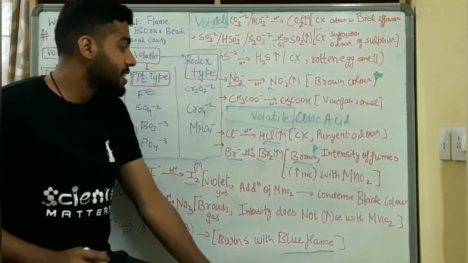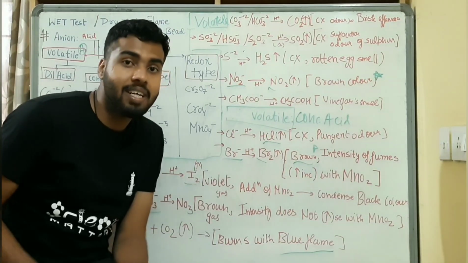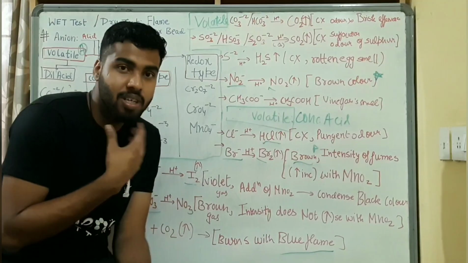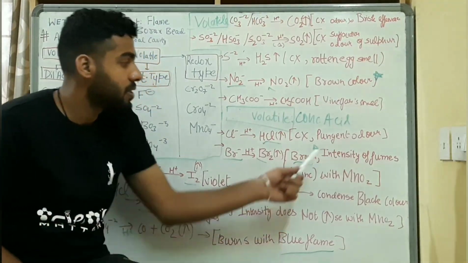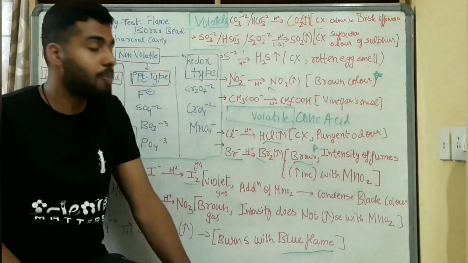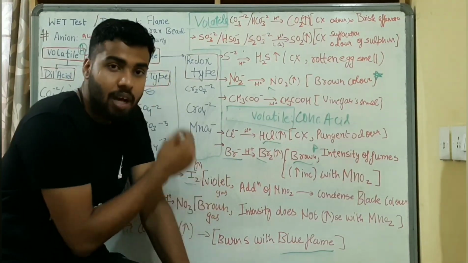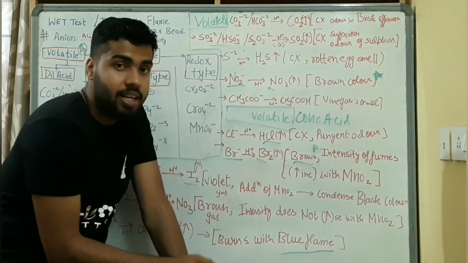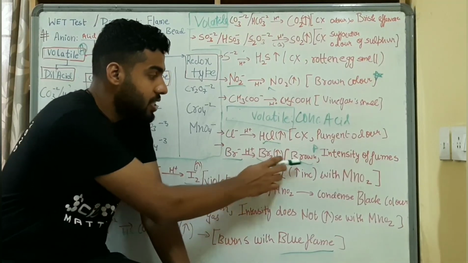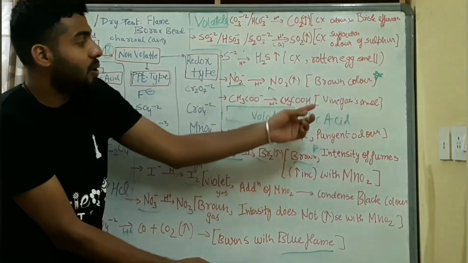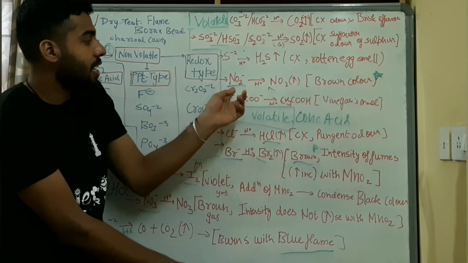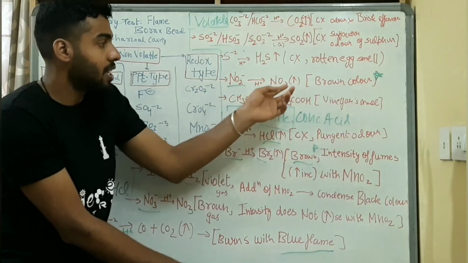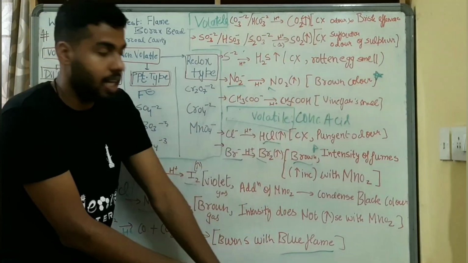And HCl is actually a colorless gas, but it has a pungent odor. You'll start feeling a pungent odor in your nose and mouth. So HCl gives you a pungent odor. Br minus, if you had in your compound, if you add concentrated acid to it, it will yield you a Br2 gas, which is again a brown colored gas. And when you added dilute acid to this mixture, NO2 gas, if it was there, that was also a brown colored gas.